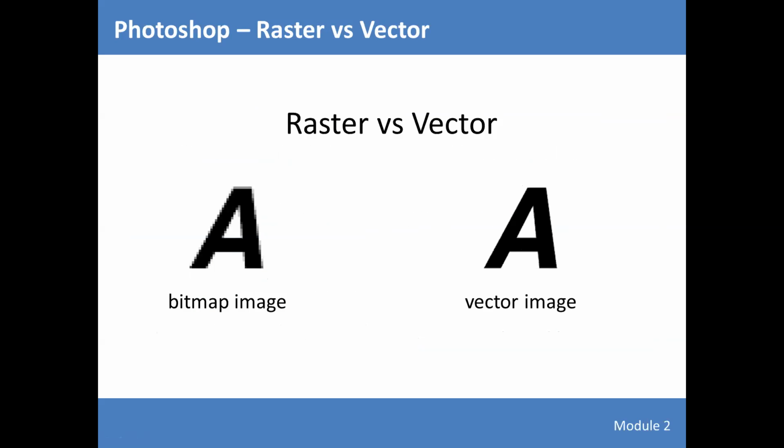In fact, here you can see an example. On the left, this letter A is a bitmap image. This is what we usually use. And this is a vector image. The vector image is actually obviously perfect because it's made of lines.